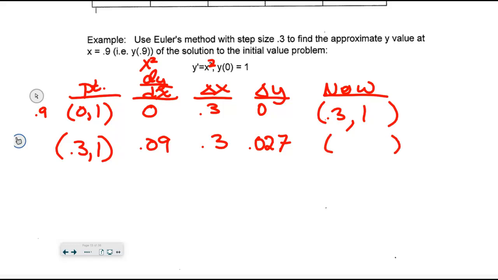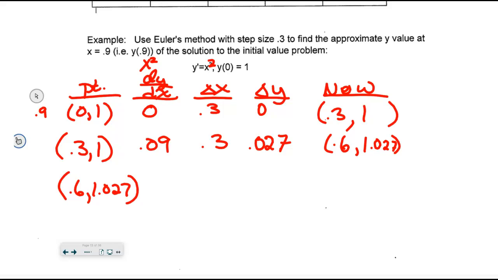All right. So now where am I going to be? 0.6 and where? 1.027 because I was at 1 and I'm moving up that much. Now what do I do? I go back over here and I go to 0.6 and I do my 1.027. Okay? And now I will calculate my dy dx.